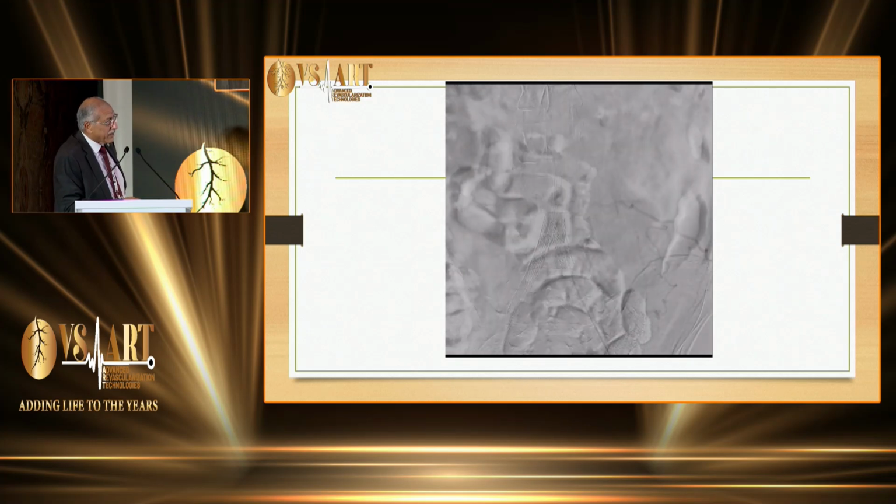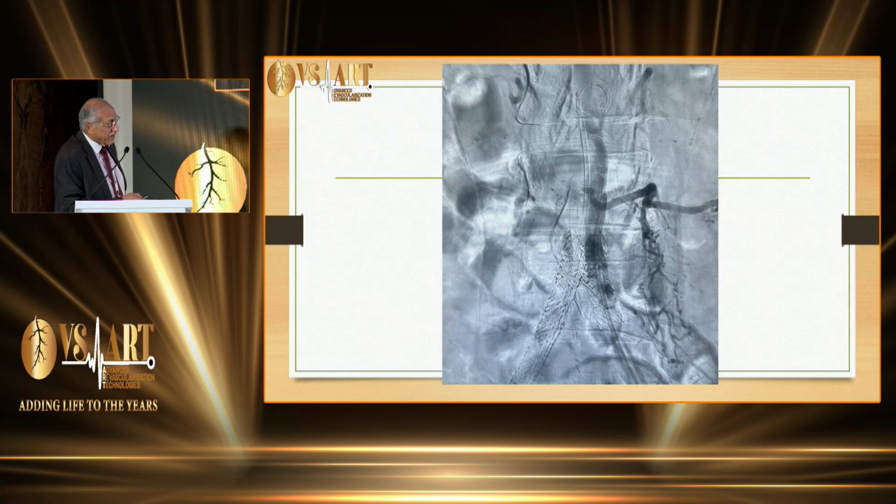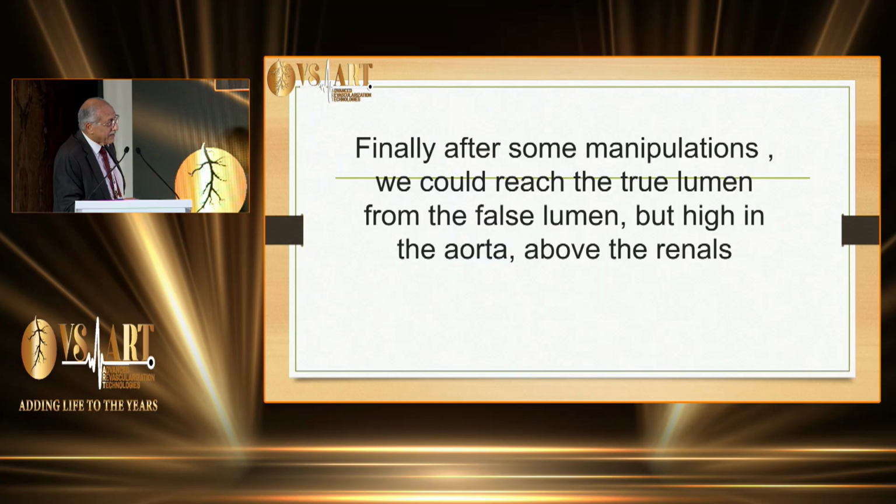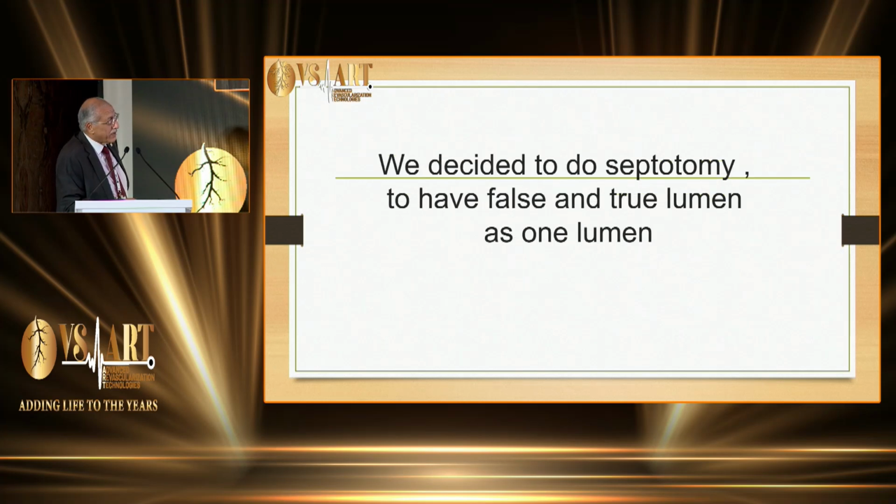We went back, and you can see even contrast from the stent showed this subintimal space, and we discovered that this stent was completely in the subintimal space. So after some manipulations, we could reach the true lumen from the false lumen, but it was high in the aorta, above the renals. So we decided to do septotomy and have the false and true lumen as one lumen, so we can put the aortic stent.